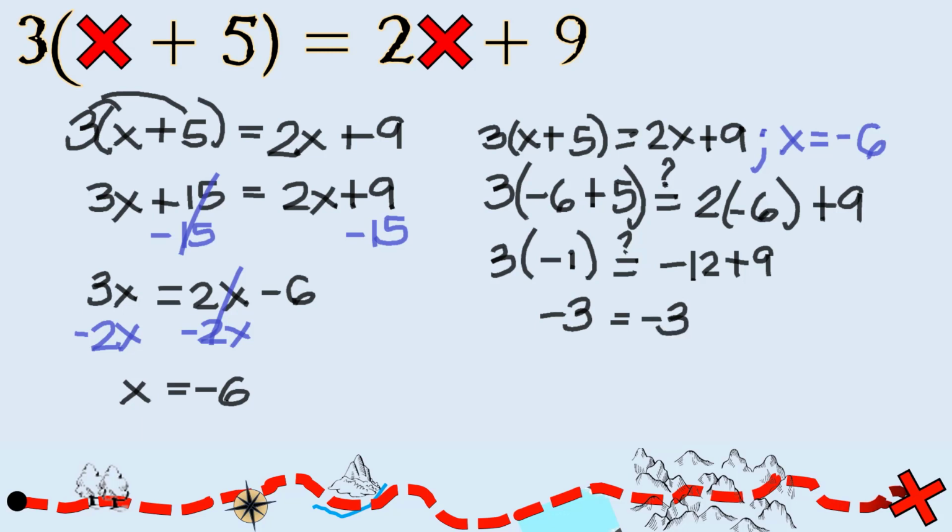At this time, we are now sure that our answer for the value of the unknown, which is negative 6, is the correct value of the unknown because we have satisfied the given original equation using the said value.